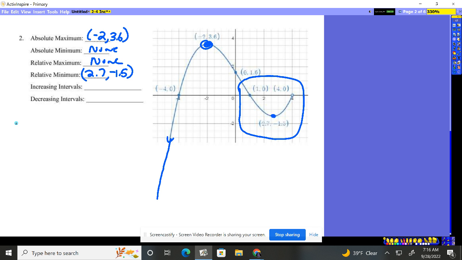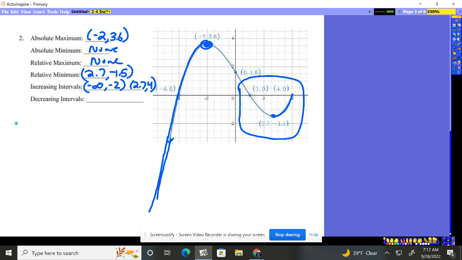So none. Increasing intervals. Well, as we start going left to right from negative infinity, it goes up to that point. So the increasing interval is negative infinity up to that point of negative 2. Again, we're not going to include it. Does it increase anywhere else? Well, it drops here, but does it not increase from here to there? It does. So we need to include that also. So from 2.7 to 4, it is increasing. Again, we don't include the points themselves.